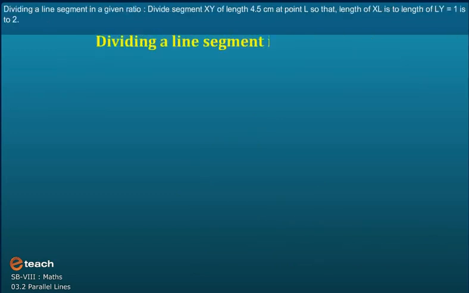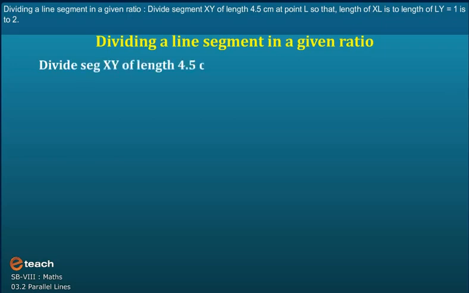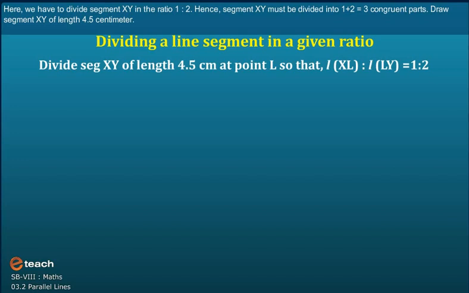Dividing a line segment in a given ratio. Divide segment XY of length 4.5 cm at point L so that length of XL is to length of LY is equal to 1:2. Here, we have to divide segment XY in the ratio 1:2. Hence, segment XY must be divided into 1 plus 2 is equal to 3 congruent parts.